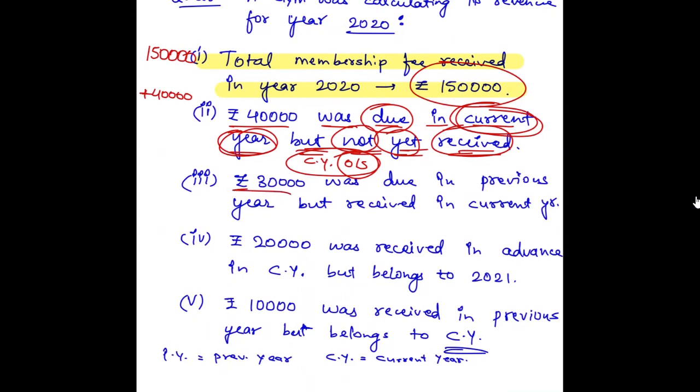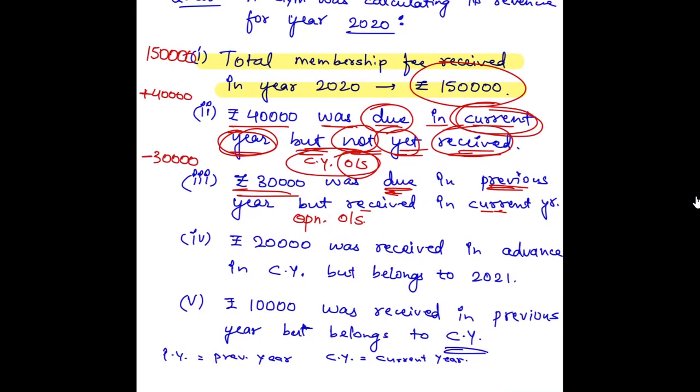Now we have next 30,000 was received in previous year. When previous year is said, it means it is an opening figure. It was due in the previous year, but received in the current year. So it was the opening outstanding which I have received in the current year. This does not belong to the current year. So I will deduct this, minus 30,000.